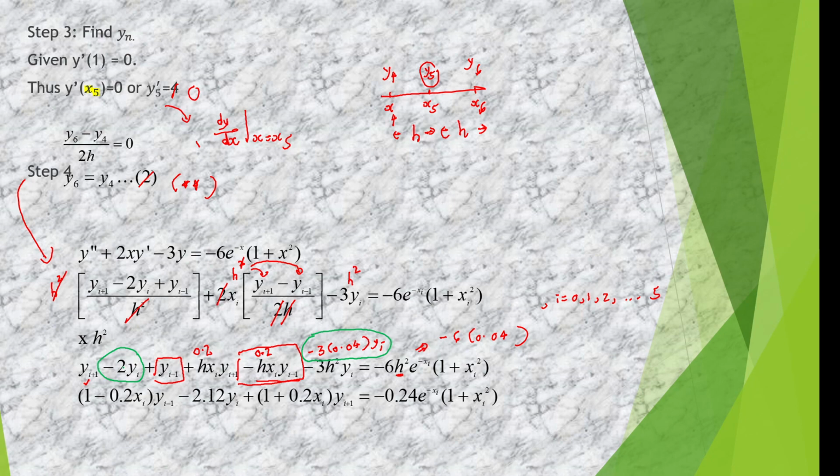So it's negative 2yi. Negative 3 times 0.04, this one total is negative 0.12. That's why negative 2yi, negative 0.12yi, total is negative 2.12yi. Okay, and then remaining is a yi plus 1 term here. Yi plus 1, you have coefficient 1. And then here, 0.2 xi, yi plus 1. So the yi plus 1 coefficient, you have here 1 and 0.2 xi. So now you get the finite difference formula in terms of yi minus 1, yi, yi plus 1. And the right-hand side you see doesn't depend on y. Right-hand side is only a function of x. Okay, up to step 4.